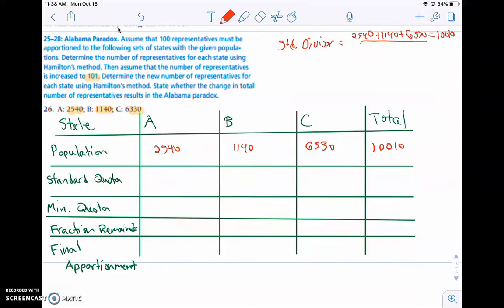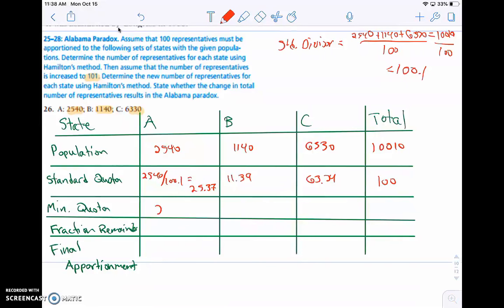So for our standard divisor, we divide this by 100. Our standard divisor is 100.1. So the standard quota for A: take 2540, divide it by the standard divisor, and you'll get about 25.37. The next one, take 1140, divided by 100.1, and I get 11.39. And then 63.24. Again, they should always add up to the number of representatives you have.